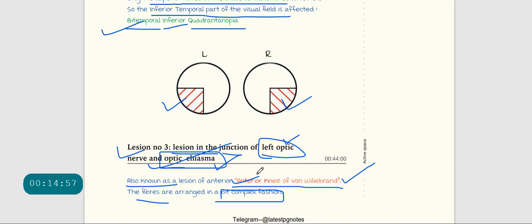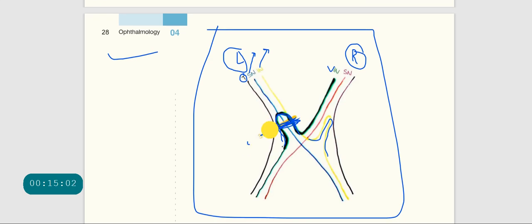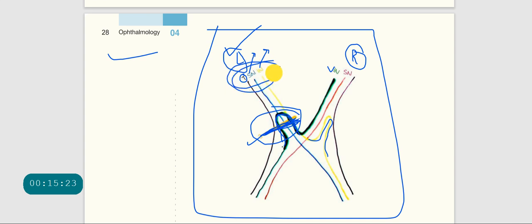Now the vision affected due to a lesion over here: what are the fibers affected due to this lesion? You can clearly see over here that the left side fibers are completely affected, all of them, and one of the right eye fibers, that is the infranasal fiber, due to this loop is also affected. Very simple. Due to this it is known as the junctional scotoma. You can clearly see the diagram over here.